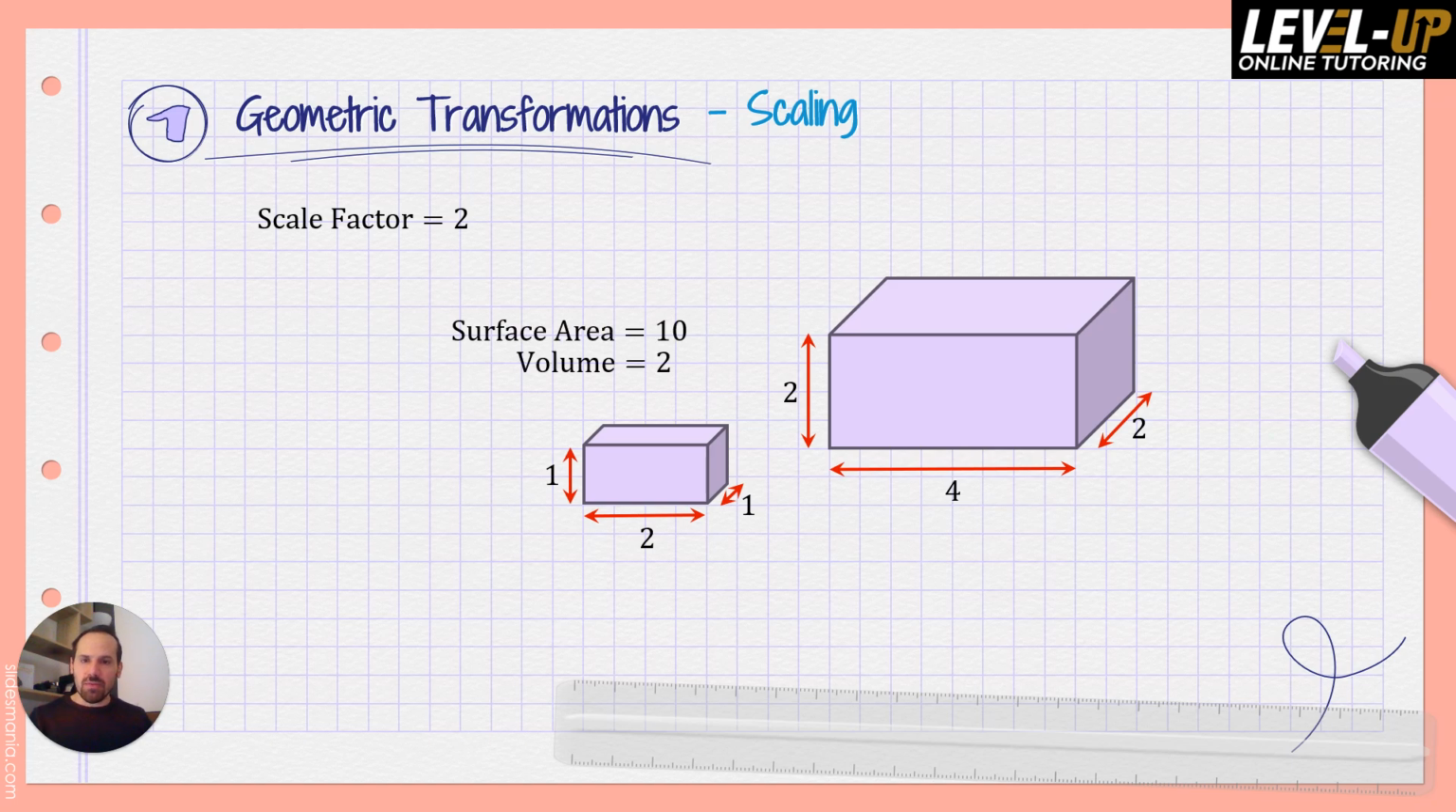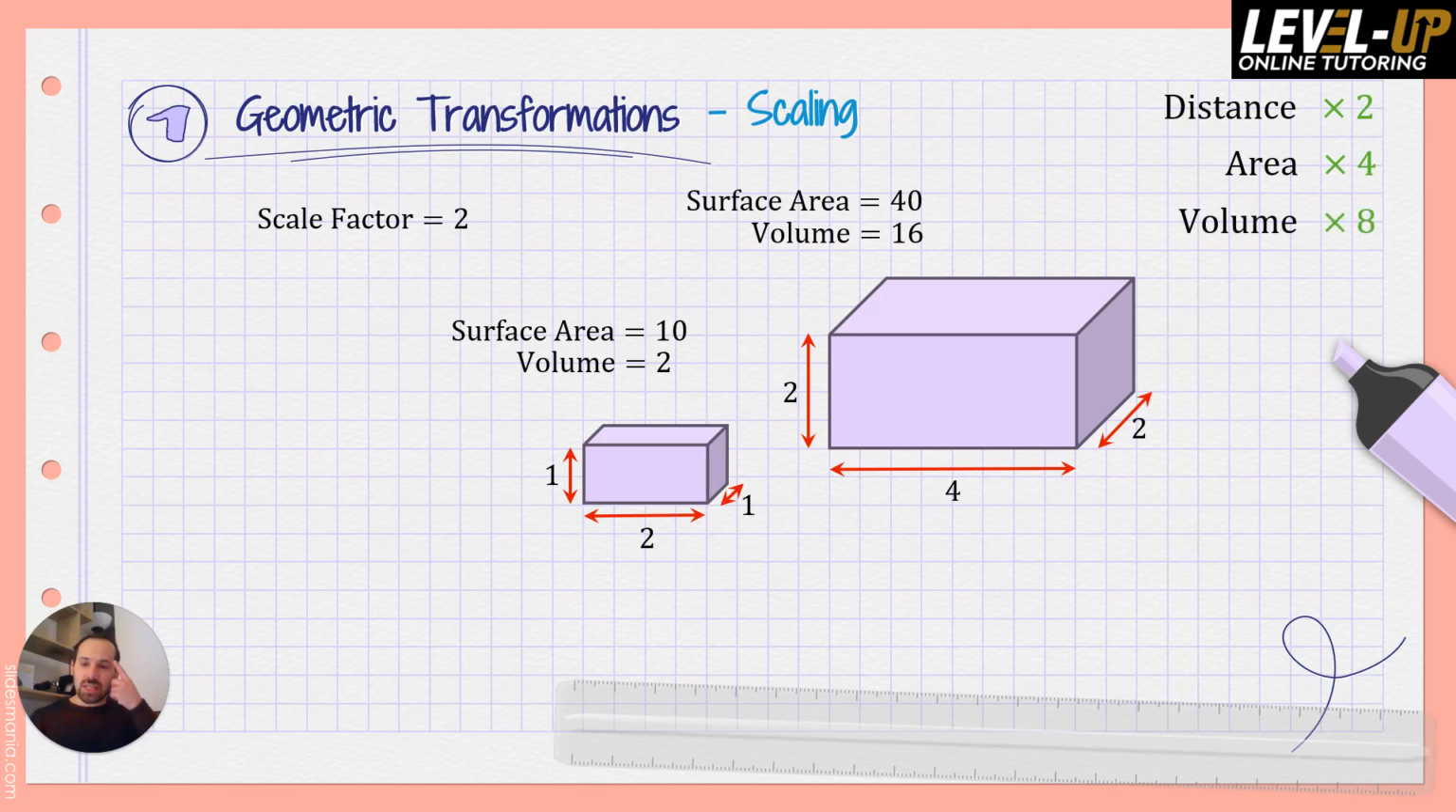Now, if we look at the surface area and volume of these two shapes, which we could quite easily work out based on what we've done in previous lessons, we can notice something. For a distance that is scaling by a factor of 2, the area scales by a factor of 2 squared, and the volume will scale by a factor of 8, which might be obvious, really, because you think about area as basically distance times distance, isn't it?